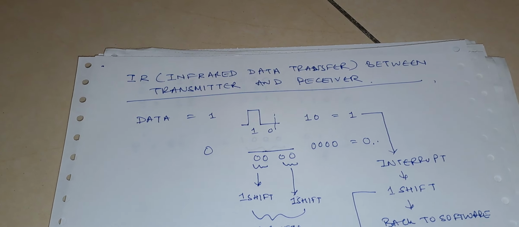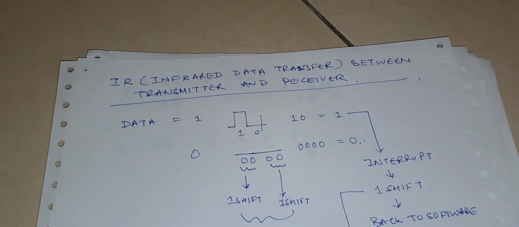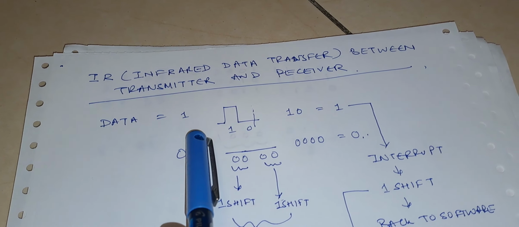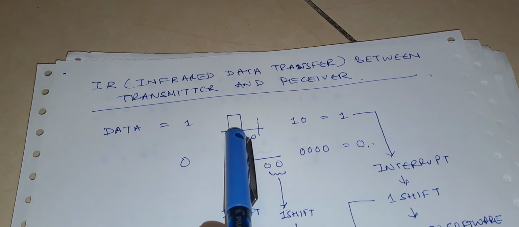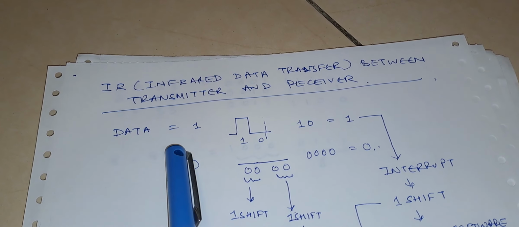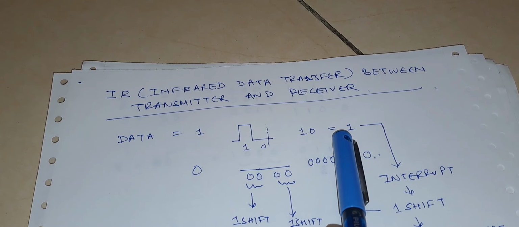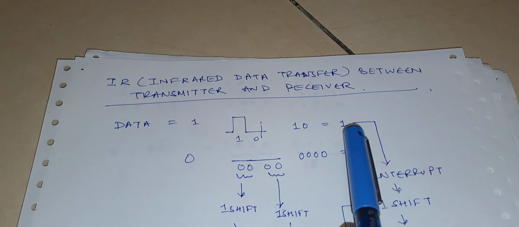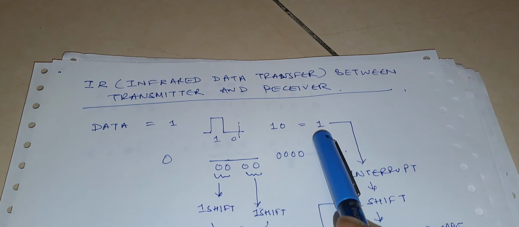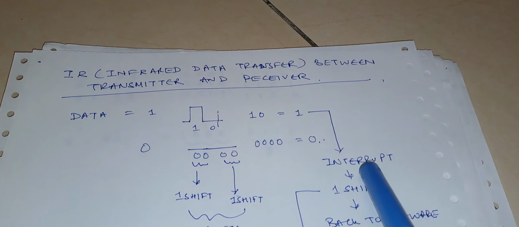So I am going to explain the theory. In the theory we can see that when a data transmission occurs, a 1 means a high pulse and a 0. A 1 and a 0 together make a data 1. And how it is interpreted in the receiver module: when the 1 is received, there will be an interrupt. On the software there will be a software interrupt.